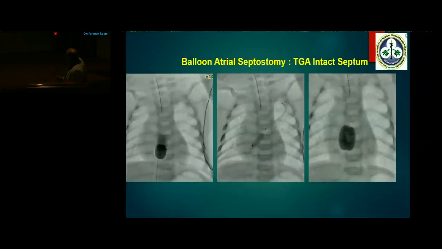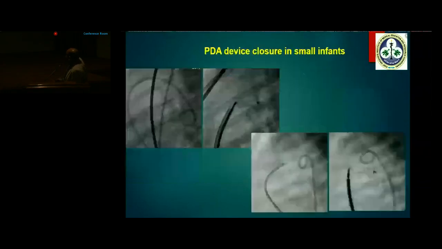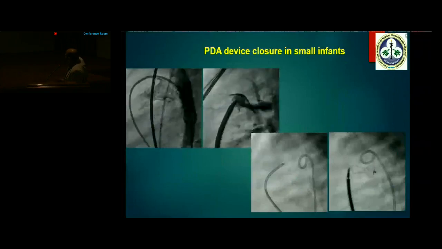Or you can do a dilatation of the septum. Keep the balloon across the interatrial septum or the PFO. With the help of echo, you can locate it and dilate so that it gets much dilated or torn. This is a small baby, only venous approach closure of this duct.